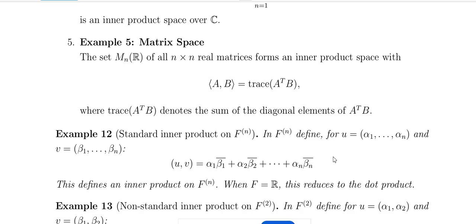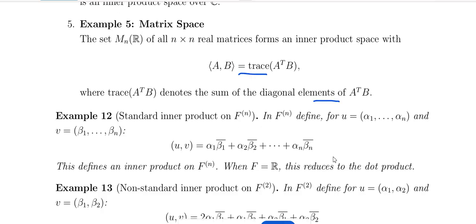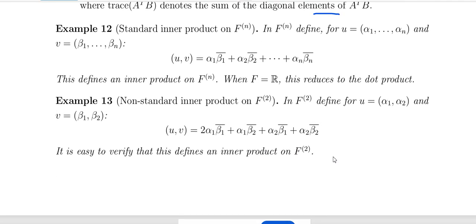The trace of A transpose into B denotes the sum of the diagonal elements of the transpose of A into B. Am I correct? So this is the matrix space, another example for the inner product space. Actually, this is the standard example in the Stein book: the standard inner product on F power n. In F power n, define u equal to (alpha 1, alpha 2, ..., alpha n) and v equal to (beta 1, beta 2, ..., beta n). The inner product is defined as in general in the field of n dimensions.